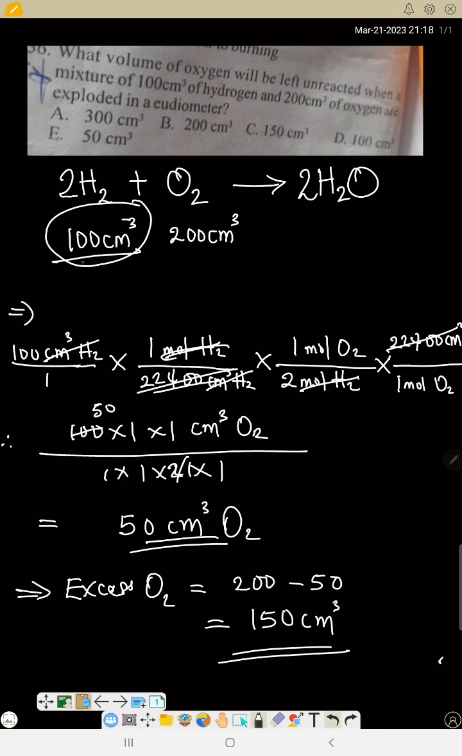Remember, I use this 100 because it will finish first. If this 100 will finish first, by the time this 100 finishes, I must have used 50 out of the oxygen. Then the remaining is 150. So the correct answer is 150 centimeter cube.